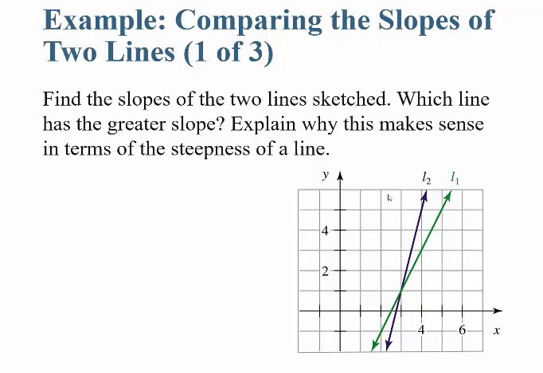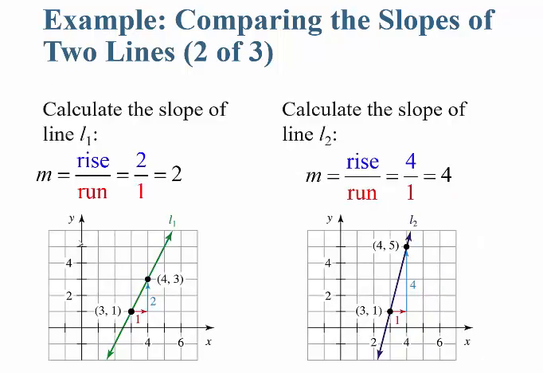When you're just given two lines like this, what you have to do is pick the points, so I can calculate the slope. Here I'm just pulling the two lines apart. I'm going to pick this point here, 3, 1, and this point up here, 4, 3. To get to this point, notice I need to run 1 and then rise 2. So run 1, rise 2.